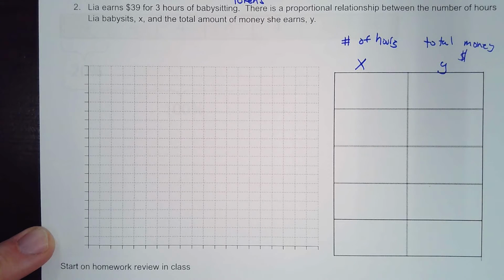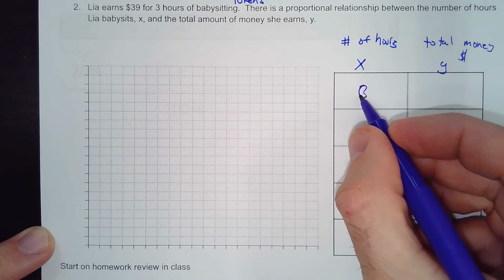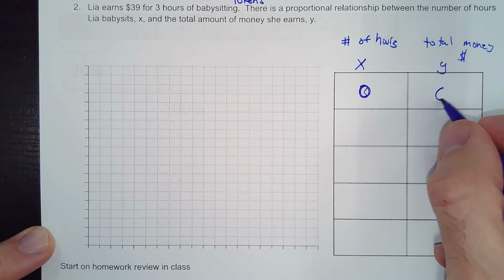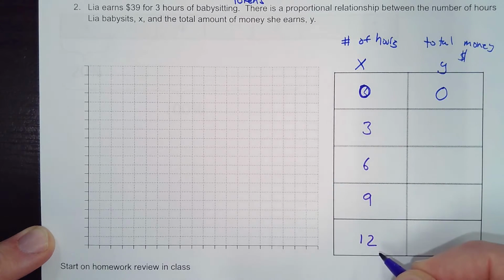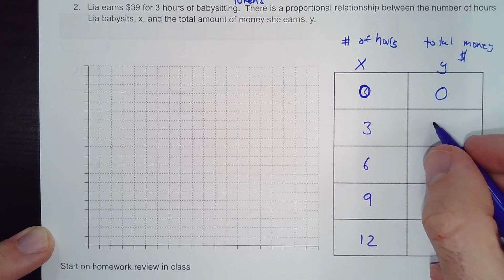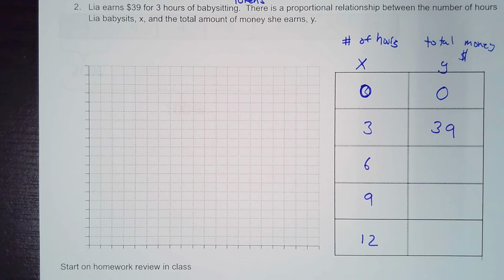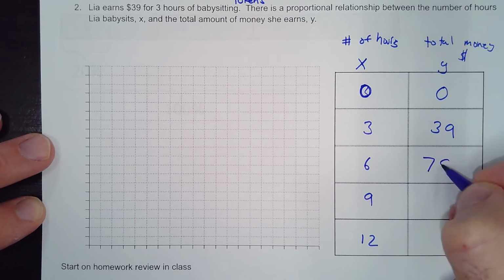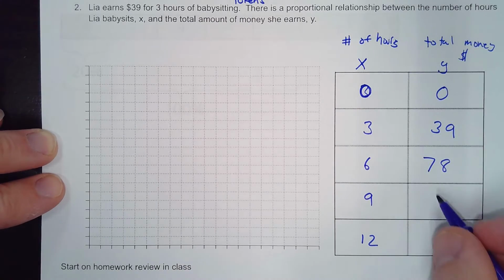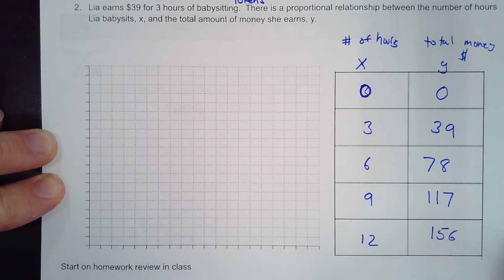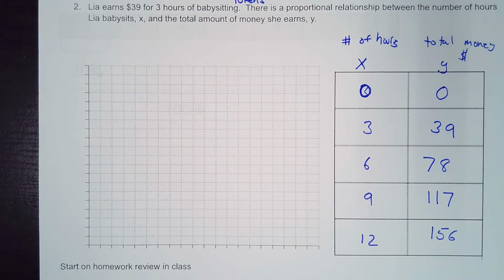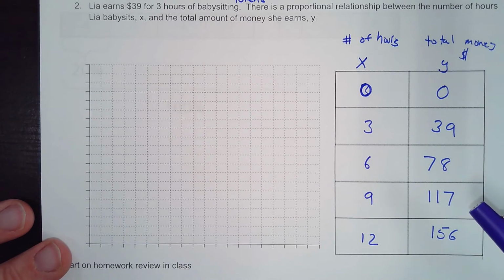So for every 3 hours, let's start with 0, because if she works 0 hours, she gets $0. Then 3, 6, 9, 12. For the first 3 hours, she would get $39. For the next 3 hours, she would get 39 more. So 39 and 39 is 78. And then add 39 more, we get 117, and $156. So that's our table.